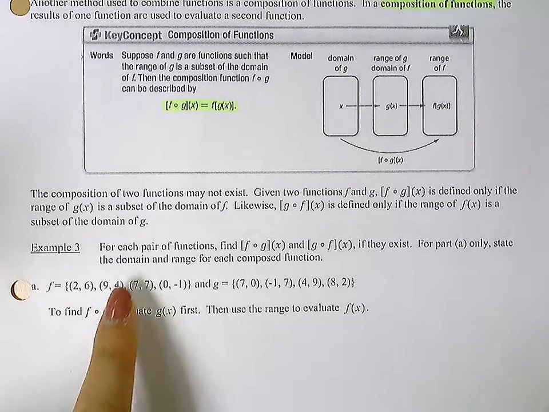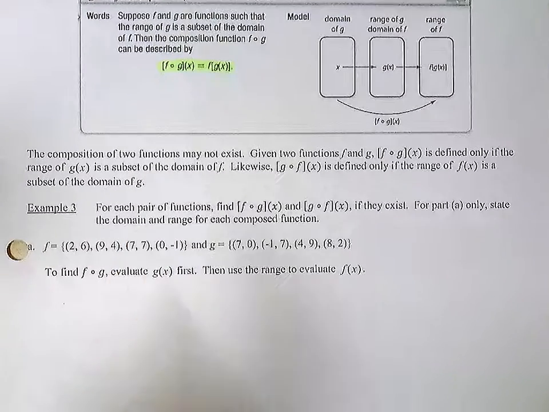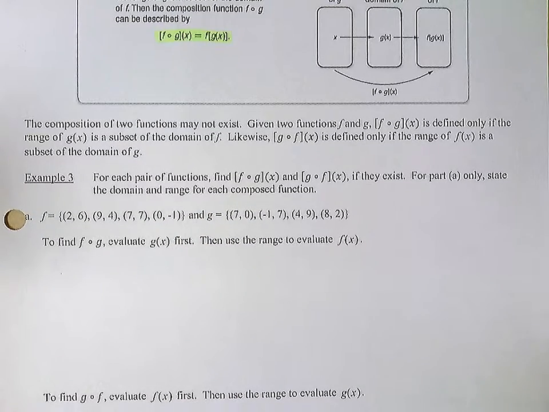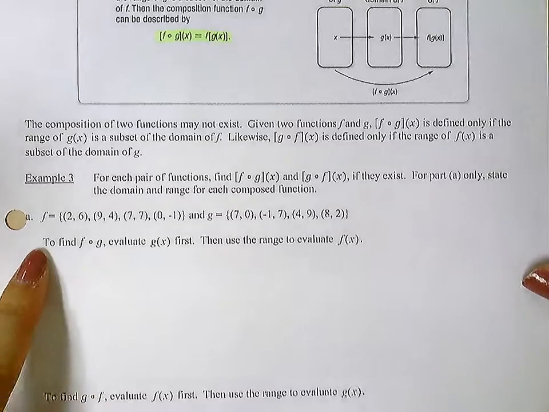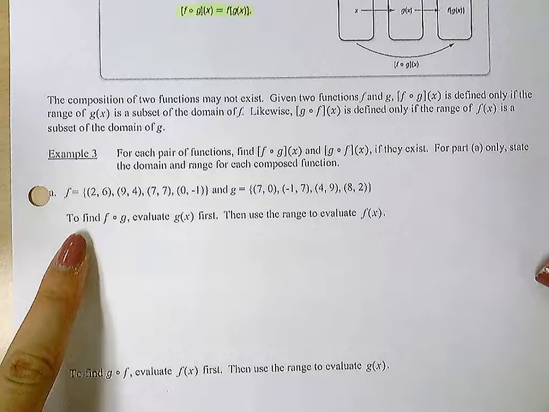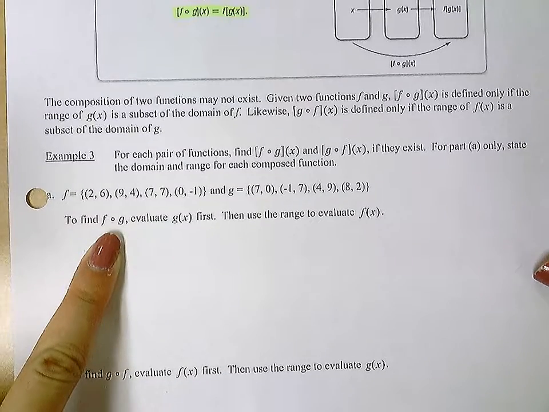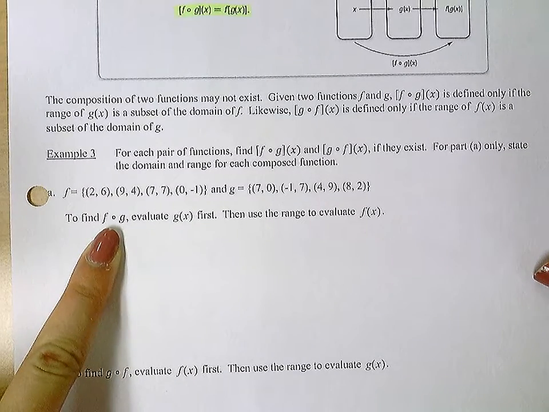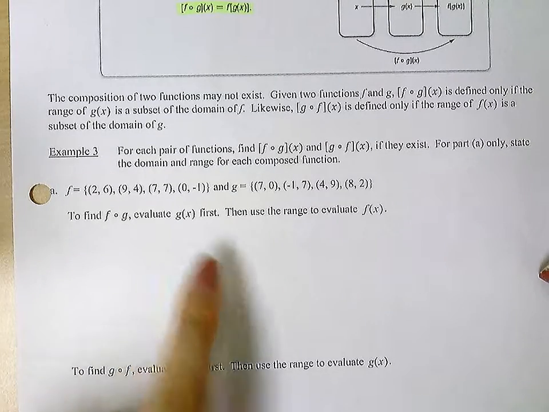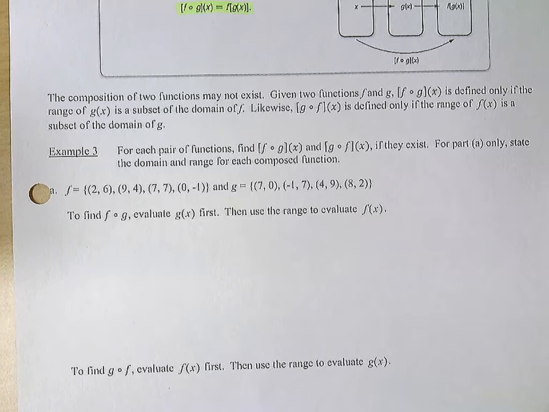So in example 3, for each pair of functions, find f of g of x and g of f of x if they exist. For part A only, state the domain and range for each composition of functions. So for the first one, part A, we want to find f of g. Again, you have this open circle. We want to evaluate g of x first, and then find that domain and range.